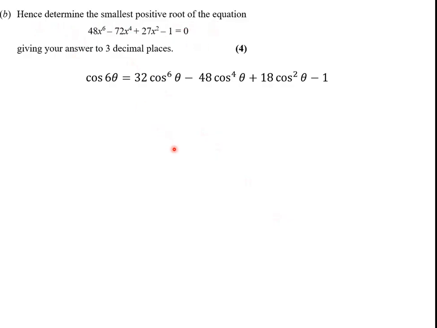It says hence, so we've got to use the first part, we've got to use the expansion for cos 6 theta. And so if we compare it with the equation, 48 is 1.5 times 32, the 72 is 1.5 times 48, and the 27 is 1.5 times 18.